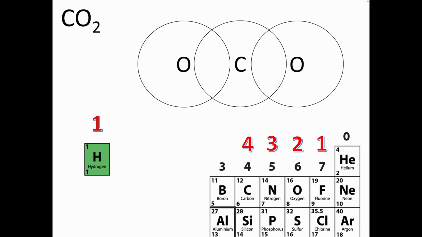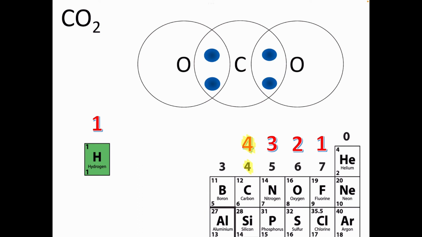The last example we're going to look at is carbon dioxide. Let's look at the carbon first. Carbon is in group 4 of the periodic table. Its valency is 4. That means all 4 of its electrons should be shared. There are 2 places it can share them, so it puts 2 in each.